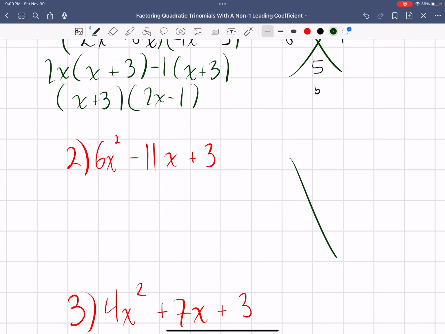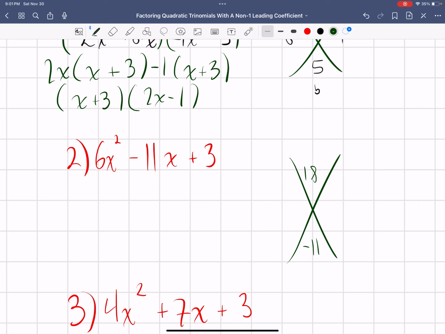We'll make our little x. And remember, on the top, we do a times c. A times c. So that's 6 times 3, that'll be 18. And on the bottom, we just put b, that's -11. So now we need 2 numbers that multiply to the top, 18, and add to the bottom, -11. I remembered that we have to multiply to the top because we got the top by multiplying, right? A times c.